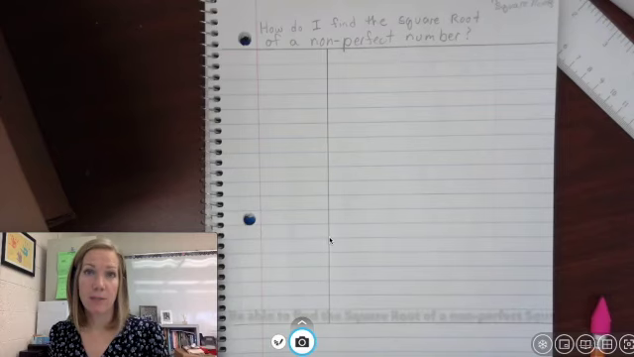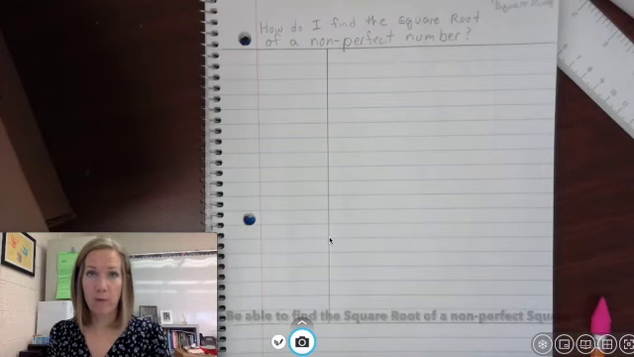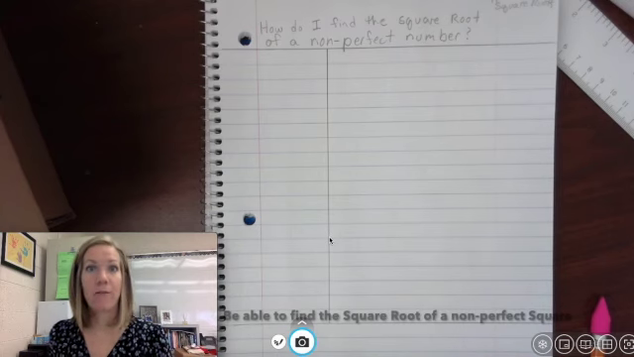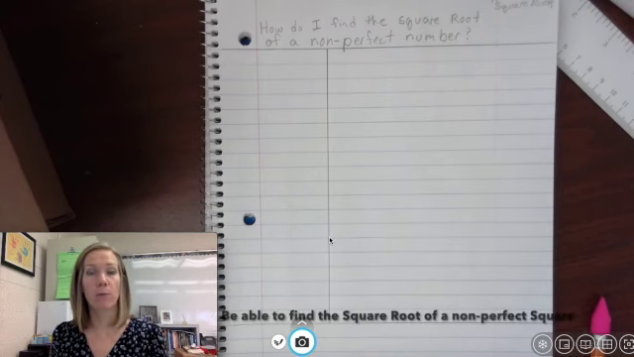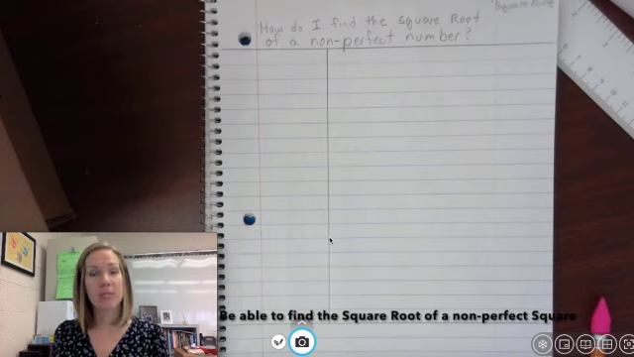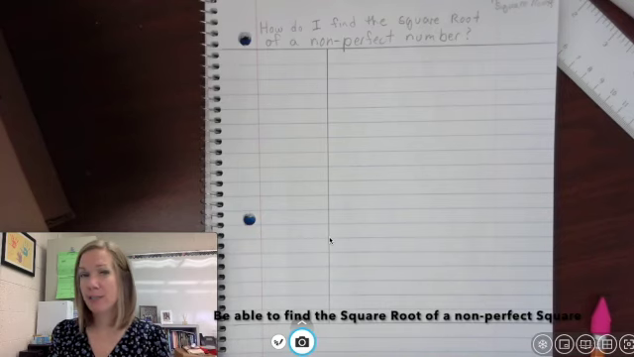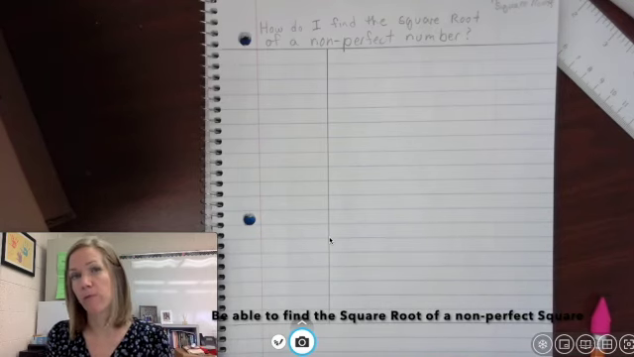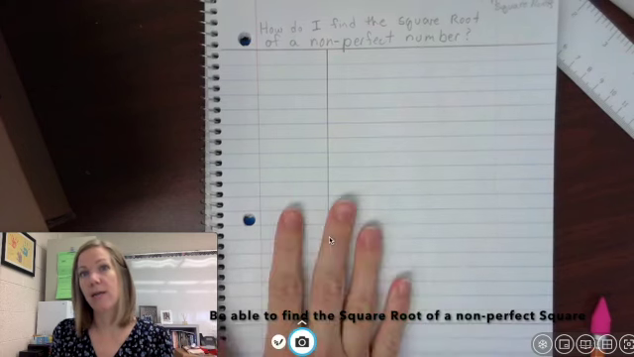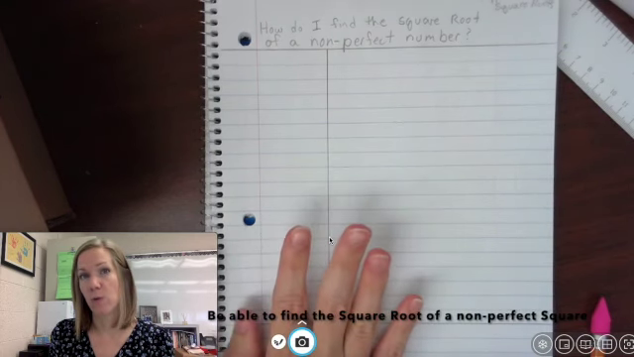So sometimes you'll be asked to find the square root of a number that is not a perfect square. If it were a perfect square like 9, finding the square root of that is pretty easy. 3 times 3 is 9, so the square root of 9 is 3. Unfortunately, sometimes they'll give you a number to find the square root of that is not a perfect square. So today, that is what we're going to cover.